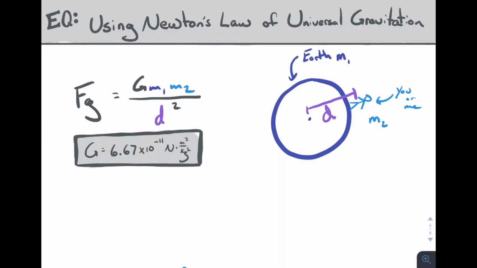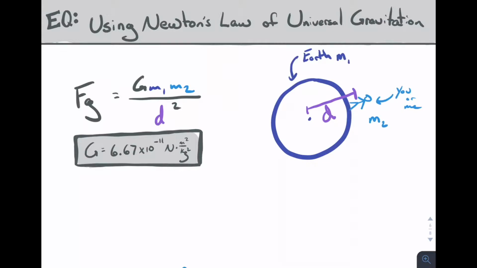Now, technically, there is a difference between the radius of the earth and the distance between your center of mass and the center of mass of the earth. But that distance is so small that typically when you do these problems, we just consider the distance between you and the center of the earth to be the radius of the earth, because the earth is so large.